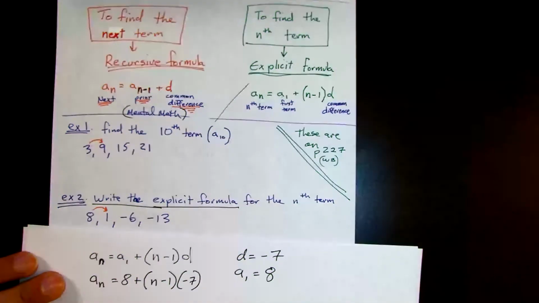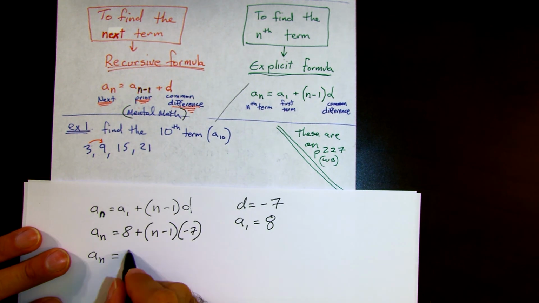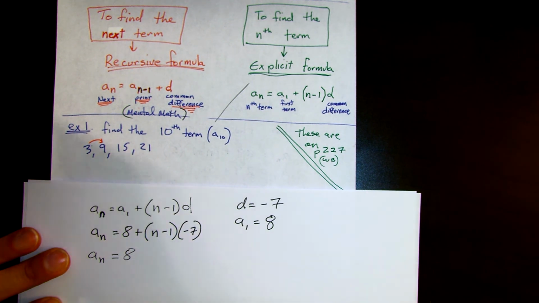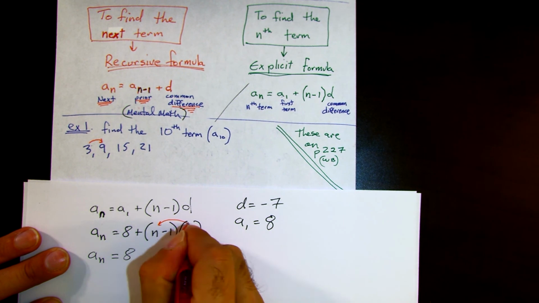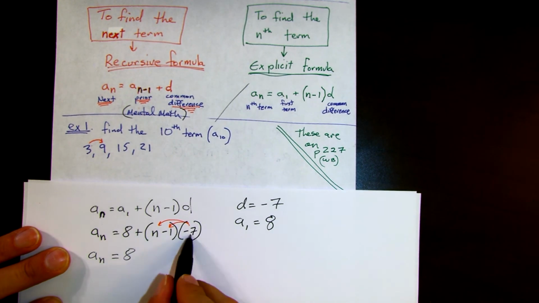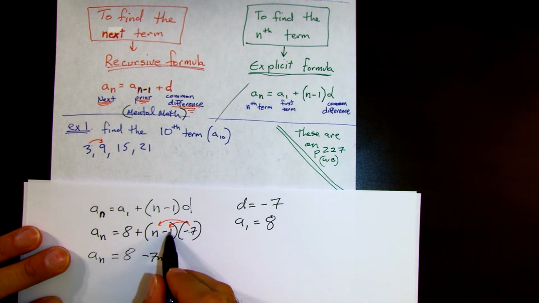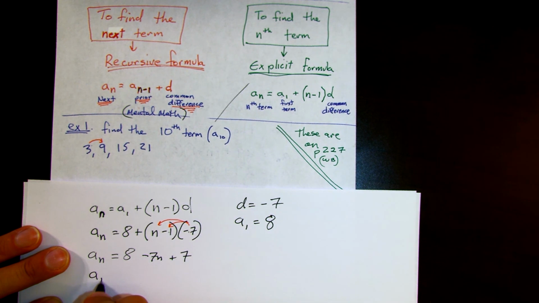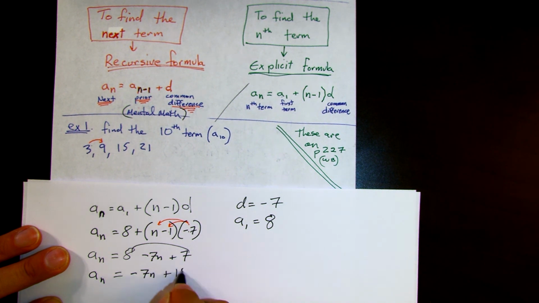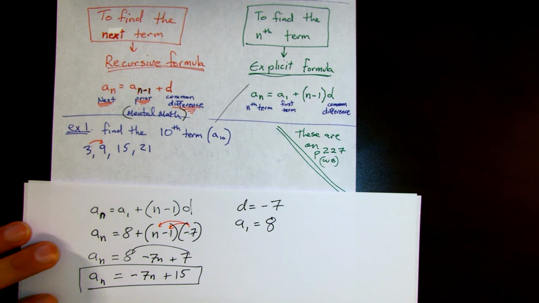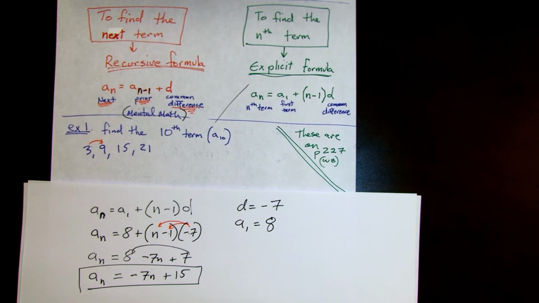All right, watch your positive negatives here. A sub n is equal to 8. We have to distribute this. -7 times positive n is -7n. -7 times -1 is +7. Combine what you can. Let's combine these. -7n plus 15. Yep, you got it. Excellent.